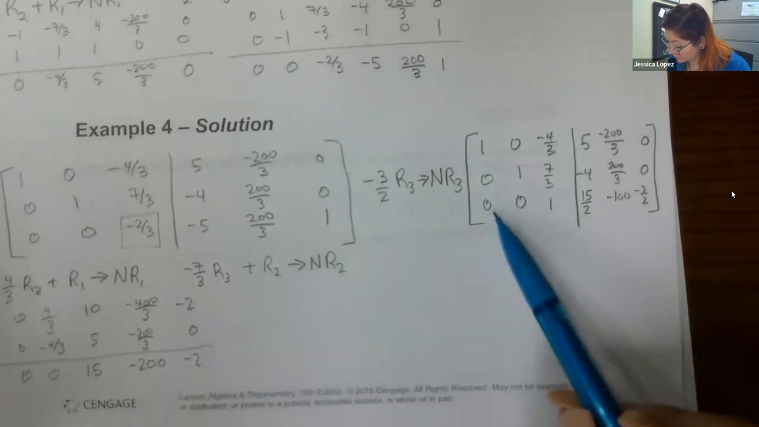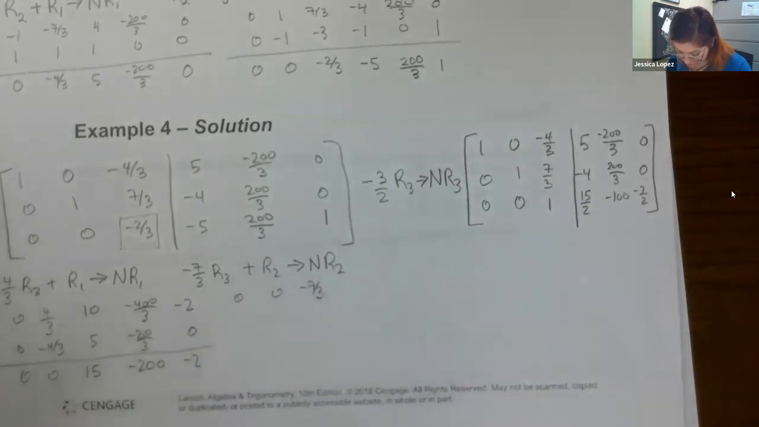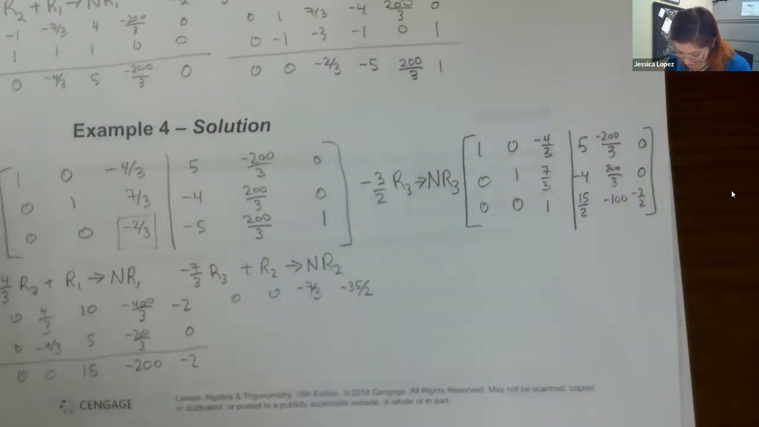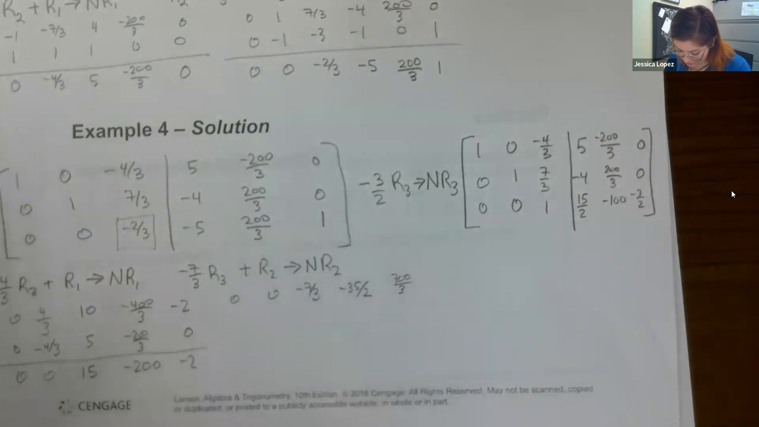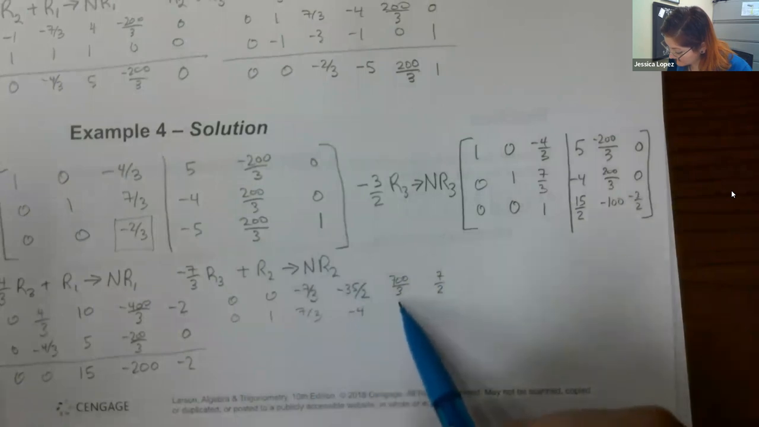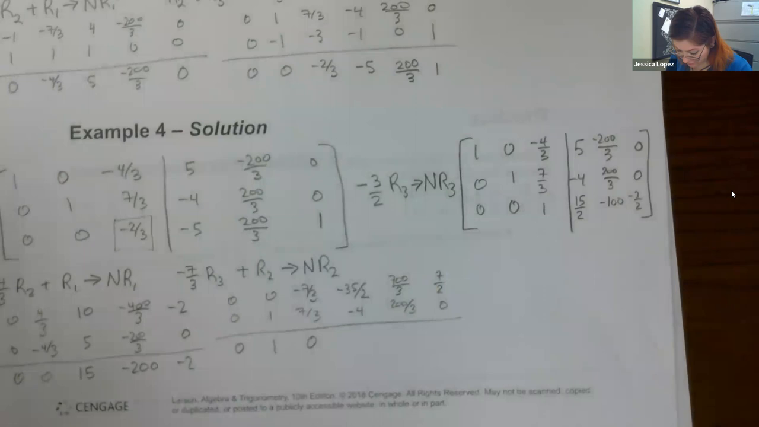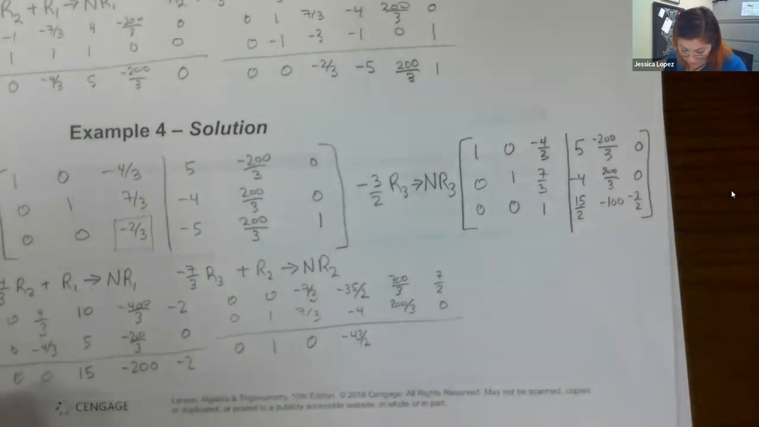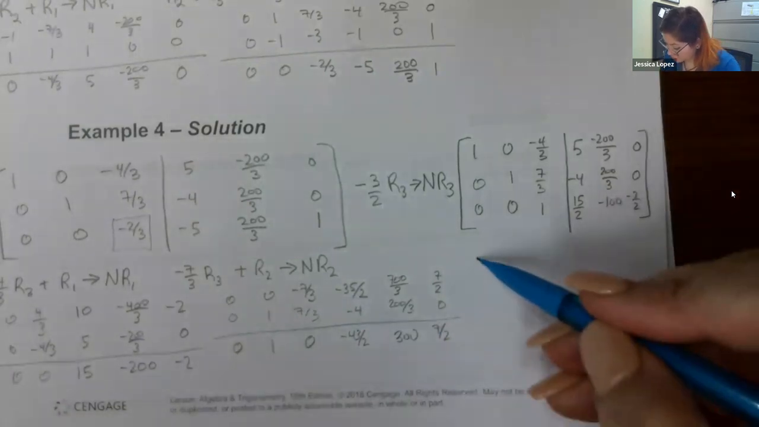Now I'm going to multiply row 3 by negative 7/3. So I'm going to get 0, 0, negative 7/3. 15 over 2 times negative 7/3 is negative 35 over 2. Negative 100 times negative 7/3 is 700 over 3. And then negative 3/2 times negative 7 over 3 is positive 7 over 2. And so row 2 is going to go directly underneath that. So here we get 0, 1, 0, negative 35 over 2 minus 4 is negative 43 over 2. And then 700 plus 200 over 3 is 300. And this is 7/2.